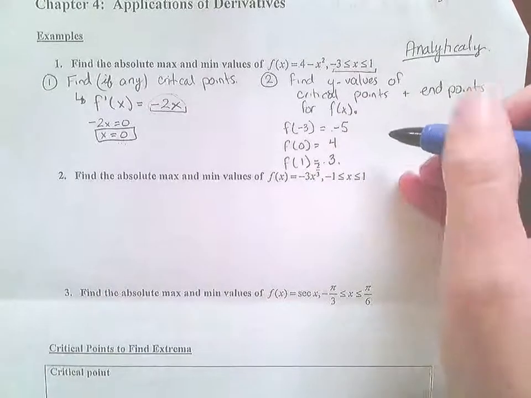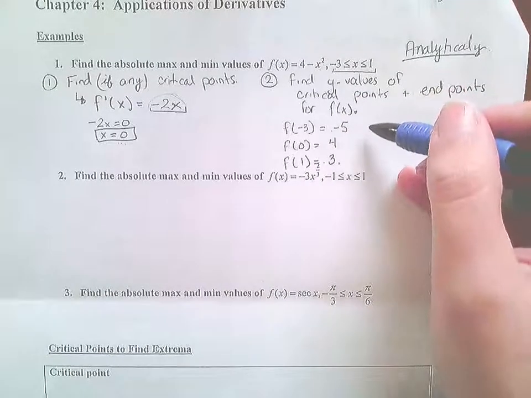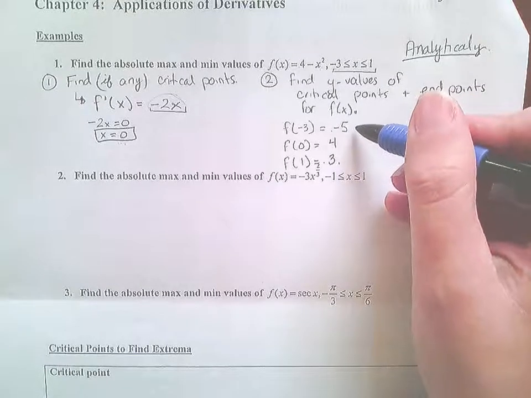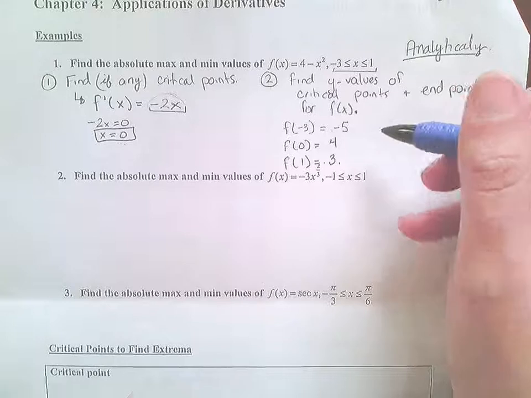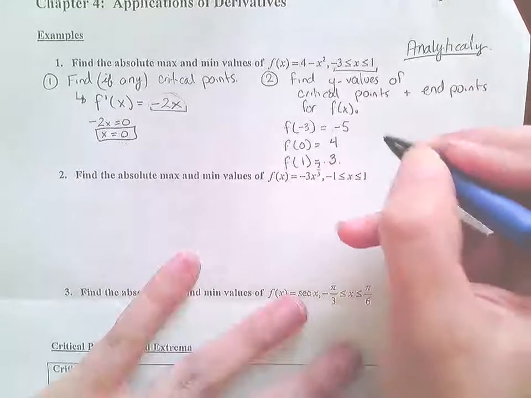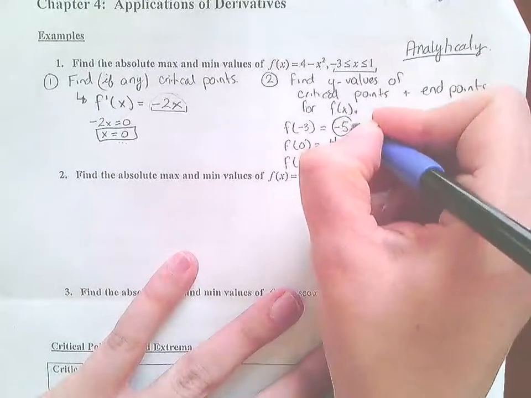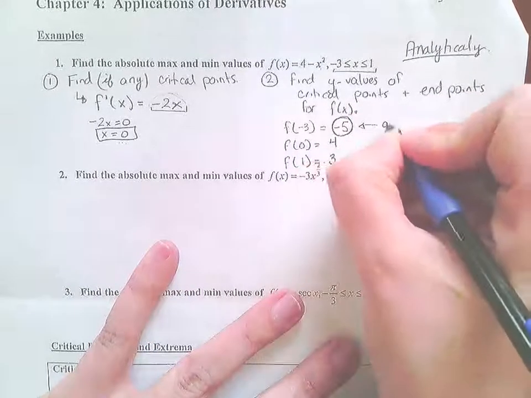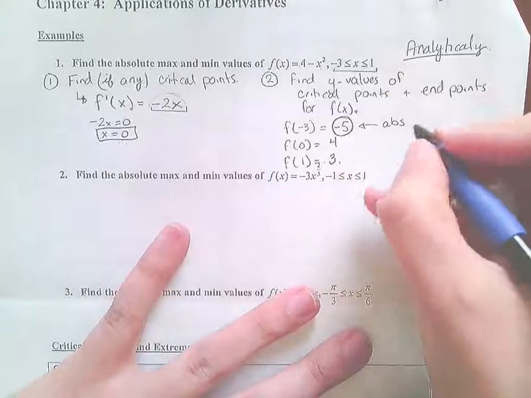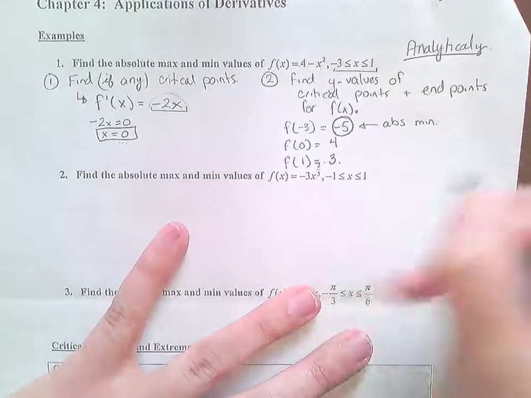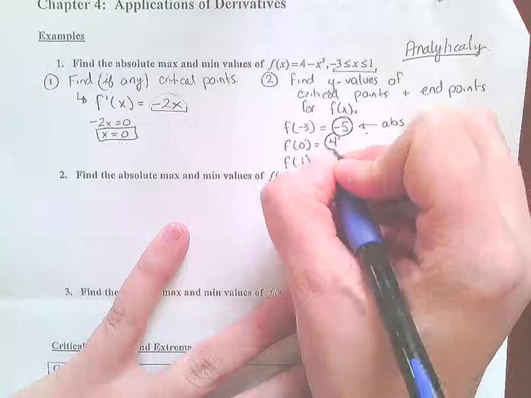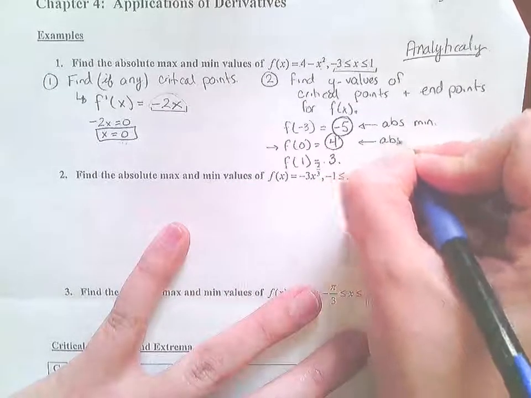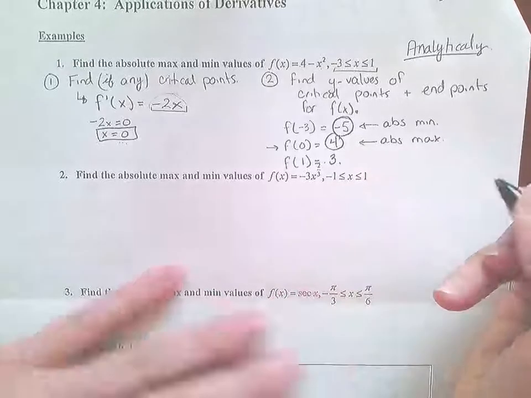So remember our definitions, which say the absolute max is the highest y value within the interval, and the absolute min is the lowest y value within the interval. So our lowest is right here, and what this means is that this is my absolute minimum, and my highest, you notice, is at my critical point, and this is my absolute max.